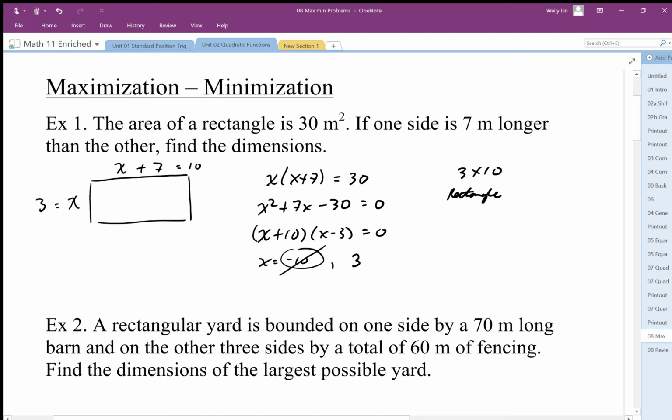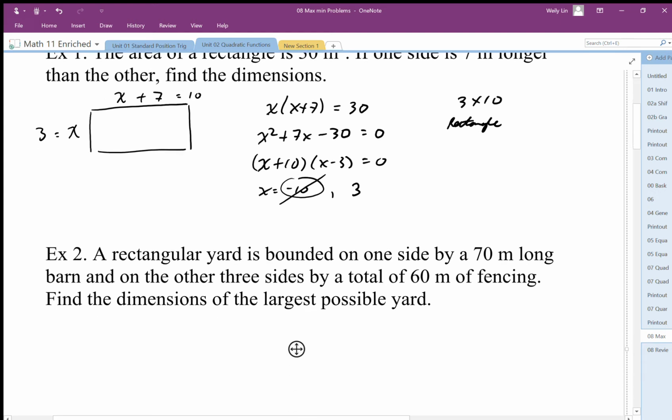Okay, so lots of area relationships tend to be quadratic. Okay, we're going to look at maximization and minimization problems where we're trying to find the maximum of a relationship or the minimum of a relationship, and essentially if they're quadratic, we can find the vertex of these relationships.